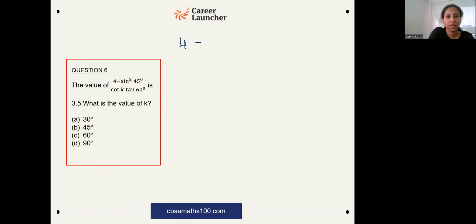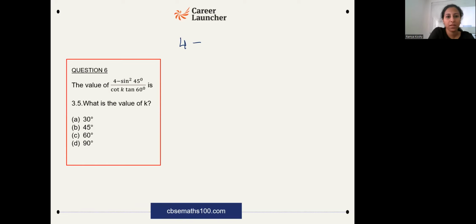Okay. So 4 minus 1 by root 2 the whole square, cot k into root 3 is equal to 3.5. Alright. Now, when I'm rearranging, I will get 4 minus half is equal to 3.5 is what? It's better to convert it into a fraction when you have it in decimal. So you could convert it into 7 by 2. 3.5 is half of 7 into cot k into root 3. Okay. So 4 minus half is how much? Oh, you're getting the same value. So it did not matter. 4 minus half is 3.5. So it's cancelling anyway.